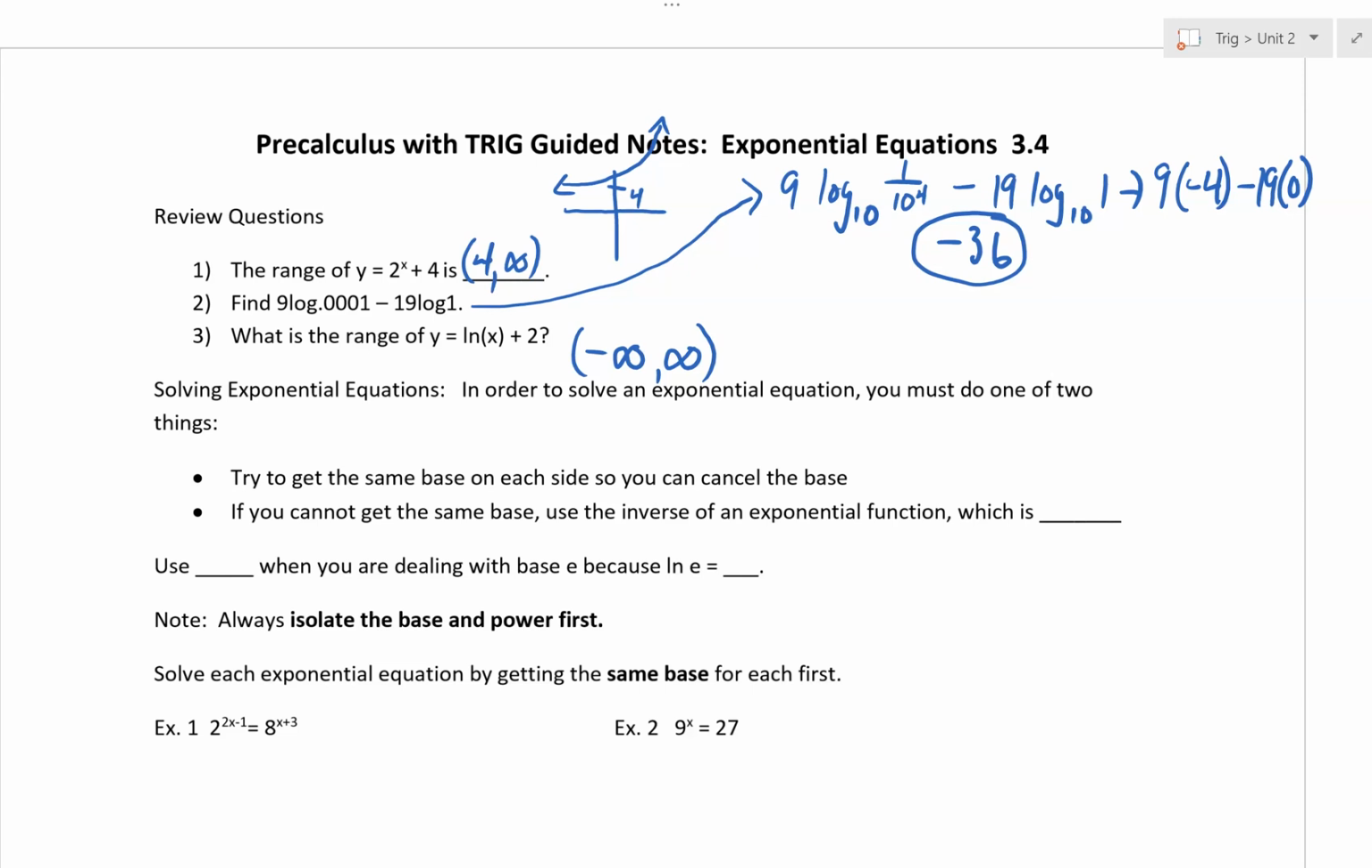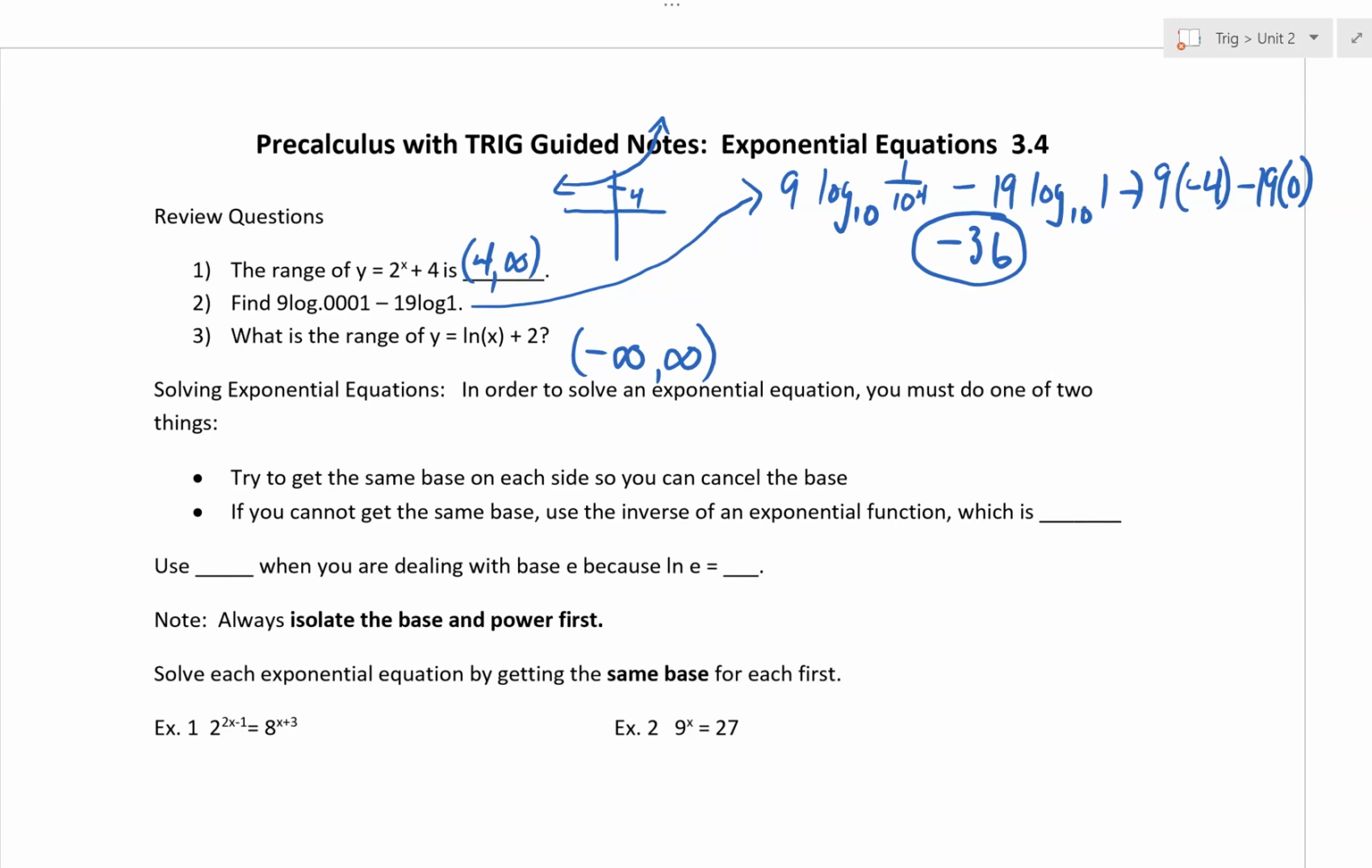The first one, the range, it's everything from 4 to infinity. An exponential basically looks something like this. It's a growth function. It's got to go up 4, so it's telling you it's everything above 4.